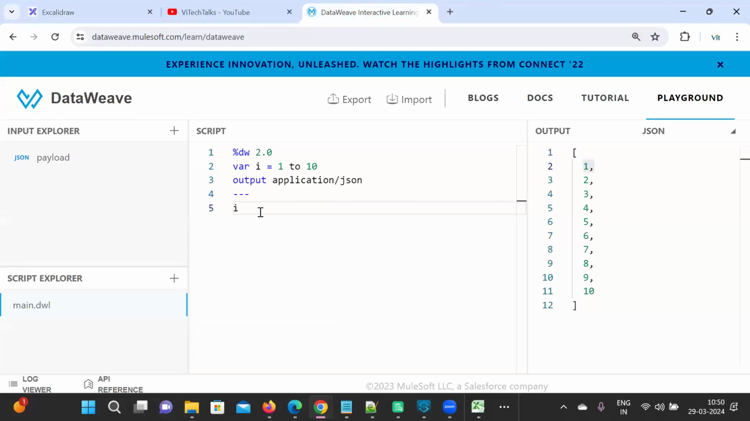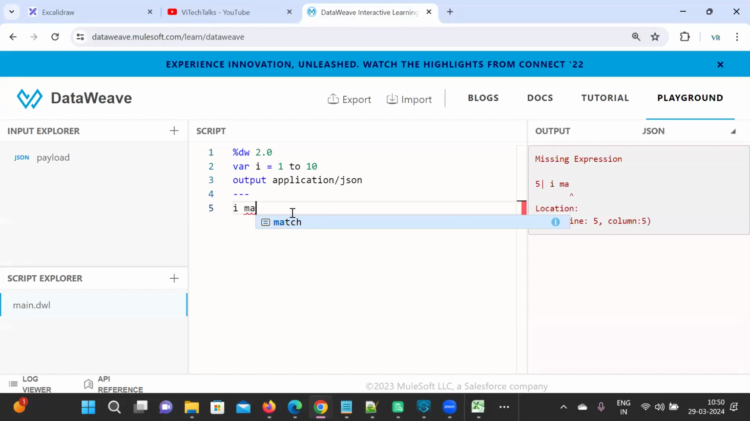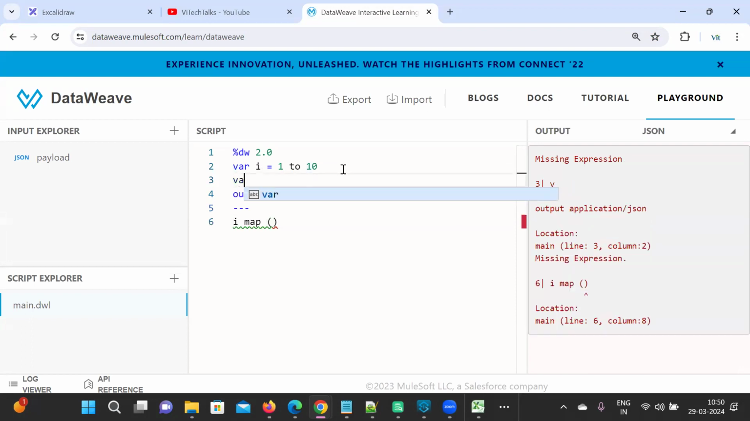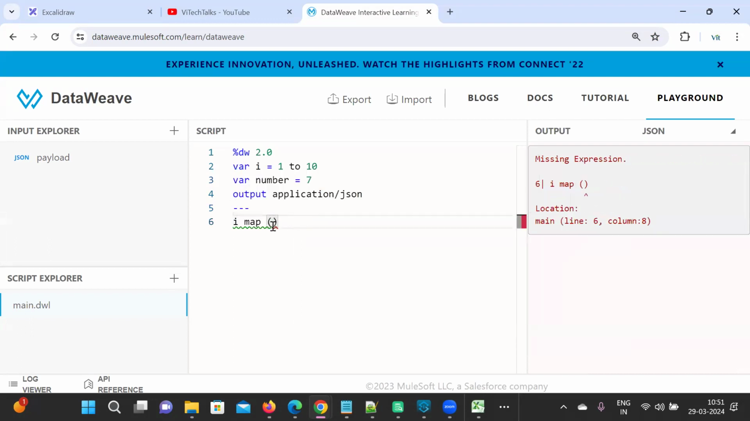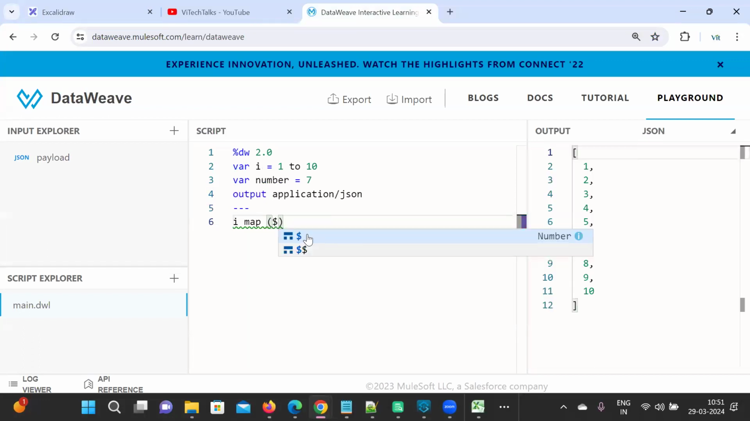It's very simple. Now I map, map of. Before this, what is the given number? Number equal to 7. We need to print the 7th table, right? Just try to see now. I map of dollar. The dollar means it will iterate one by one and it will print.